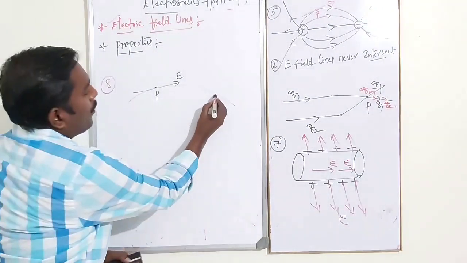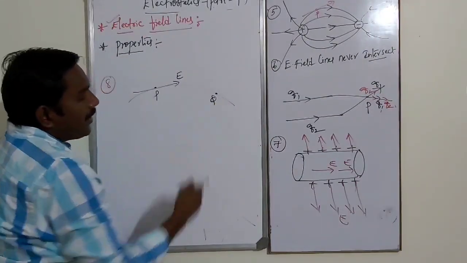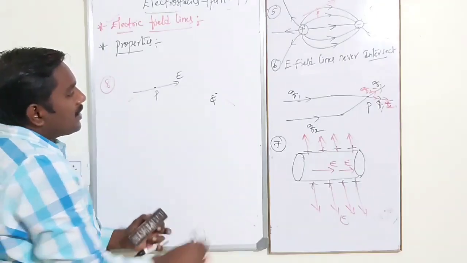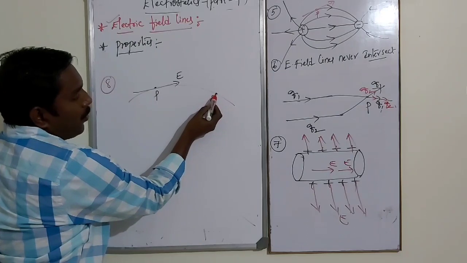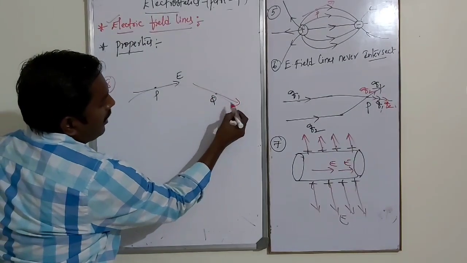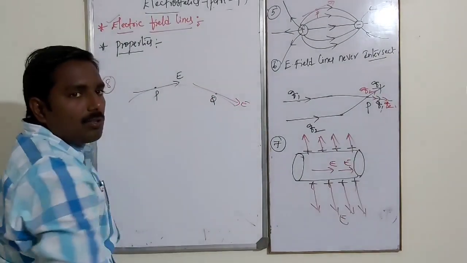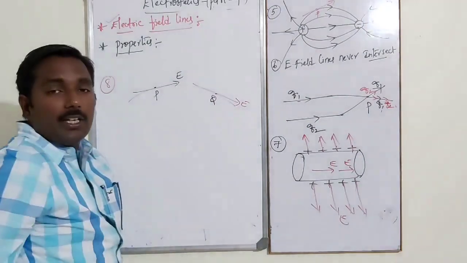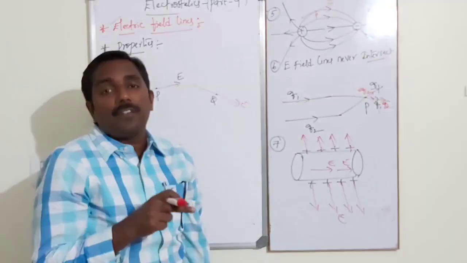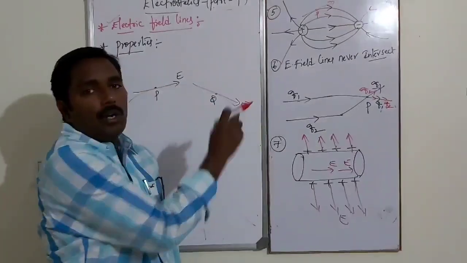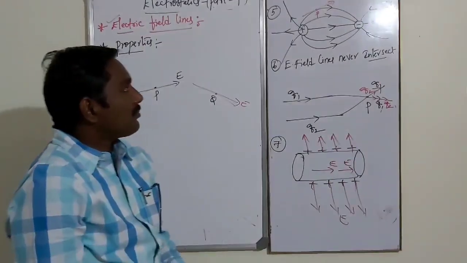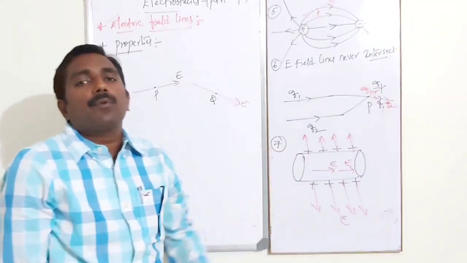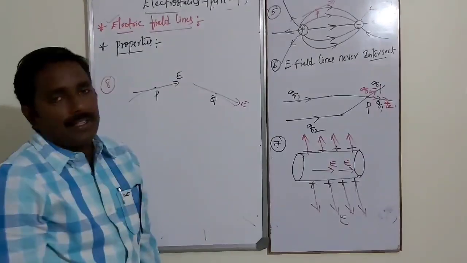Suppose this is another point Q. What is the direction of the electric field line at this point? Draw the tangent line like this. A tangent line drawn at the point on the path indicates the direction of the electric field in the case of curved lines. Okay. So these are the main properties of electric field lines.